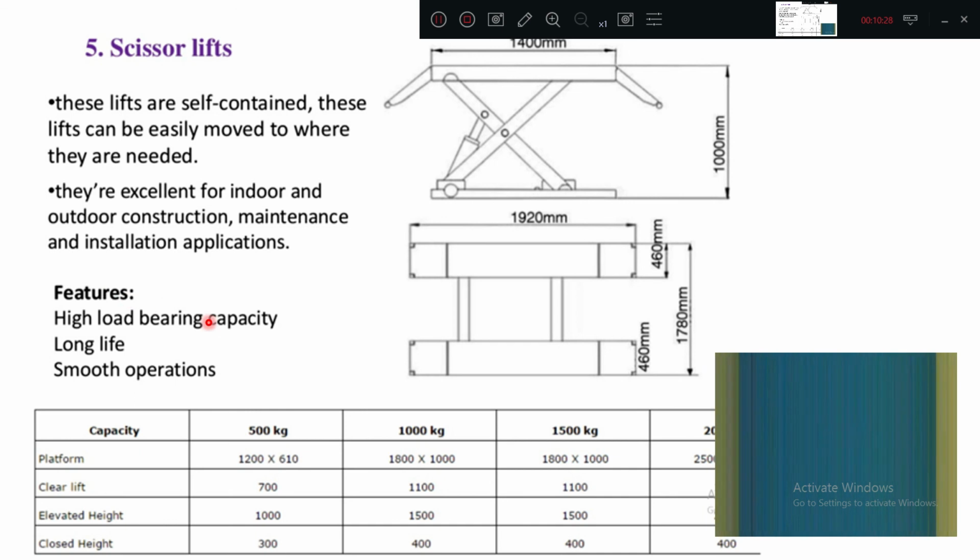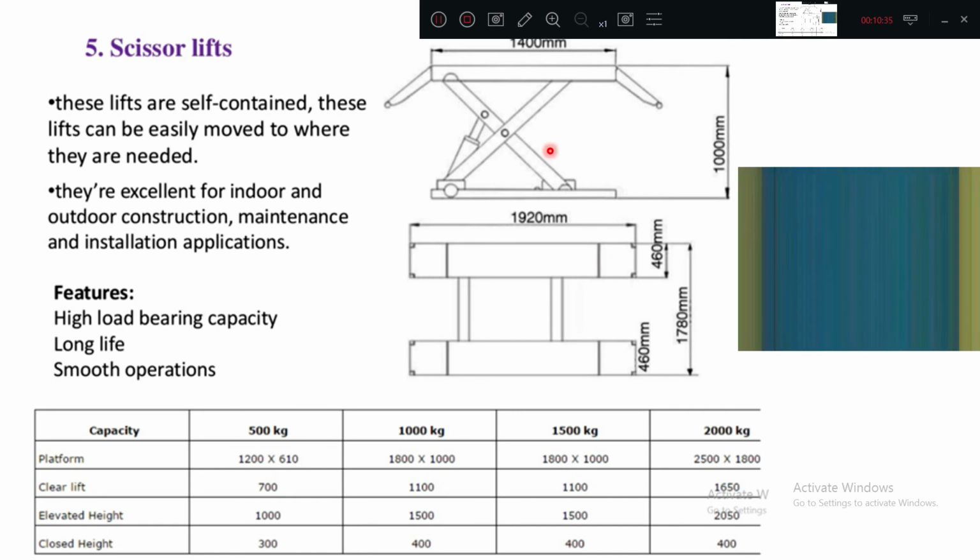Features: high load carrying capacity, longer life, smooth operation. Both way it is possible. Can you see the minimum and maximum dimension? Okay. So this is the platform. This is the platform where load is situated. So these are called scissor arms. This is called piston, jack and piston arrangement, which will move upward.